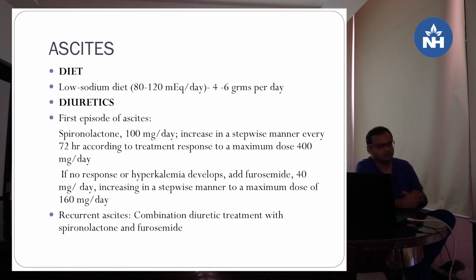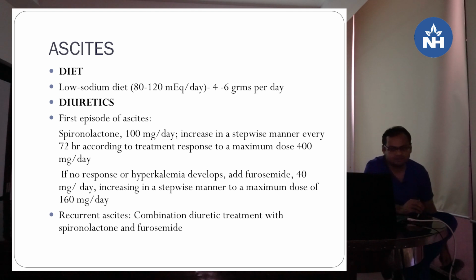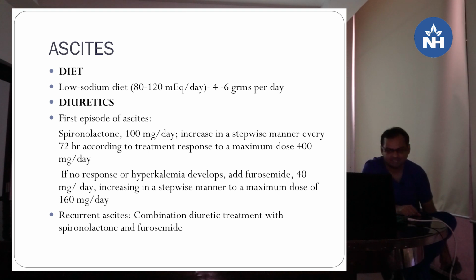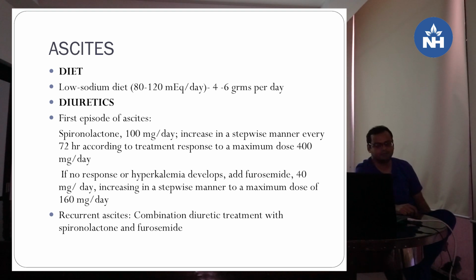Main treatment is diet: low sodium diet, around 4 to 6 gram per day. In the first episode of ascites, we have to give diuretics as the next pharmacotherapy of choice. Spironolactone 100 mg per day, increased in a stepwise manner every 72 hours according to treatment response, to a maximum dose of 400 mg per day. If there is no response or hyperkalemia develops, then we have to add furosemide 40 mg per day, increasing in a stepwise manner to a maximum of 160 mg per day.